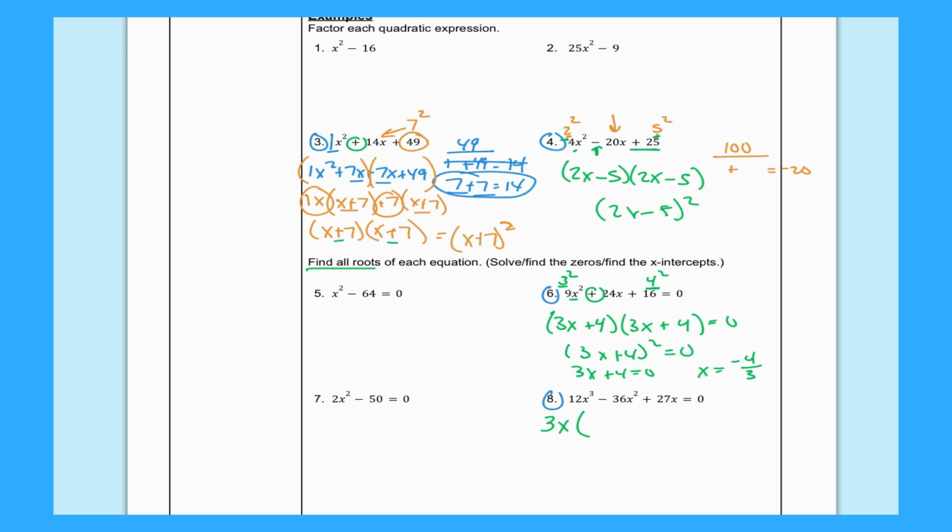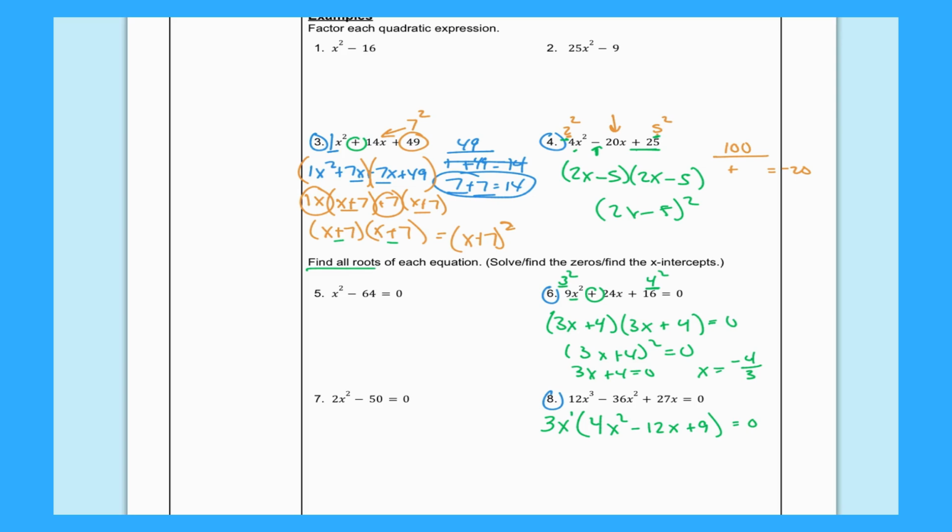So 12 divided by 3 is 4. Then we subtract the exponents. 3 minus 1 is 2. 36 divided by 3 is 12. Subtract the exponents. And 27 divided by 3 is 9. And that one doesn't have an x.